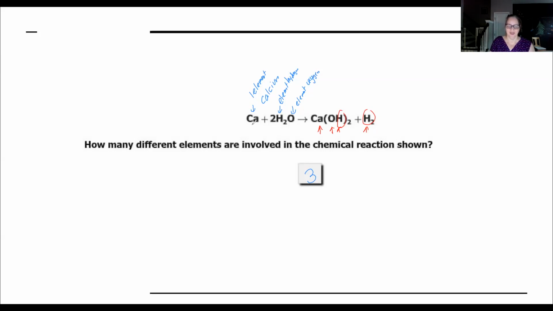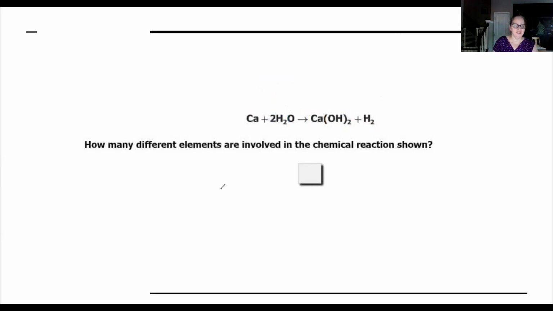Let's check. 1 calcium, 1 calcium. Same number. Why? Conservation of mass. So maybe we are going to have the same number of atoms. 4 atoms of hydrogen, 2 atoms, and 2 atoms. Oh, conservation of mass. Matter cannot be created nor destroyed. We have the same elements on the left as on the right. We have the same number of atoms of each element on the left and on the right.